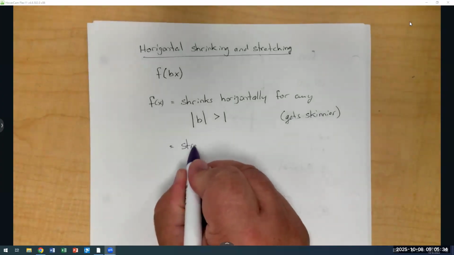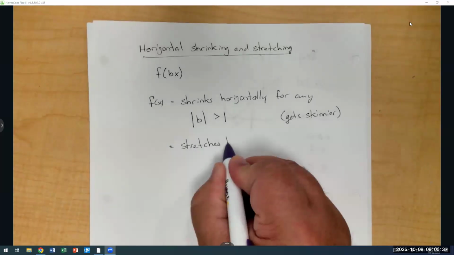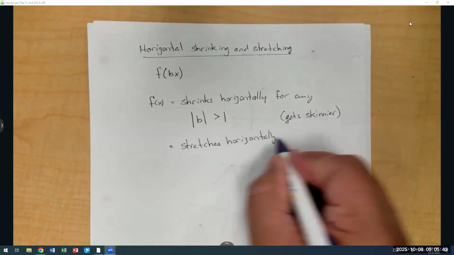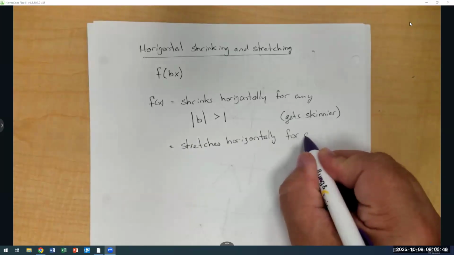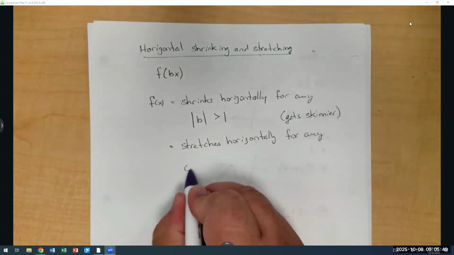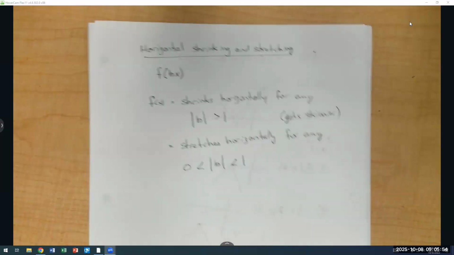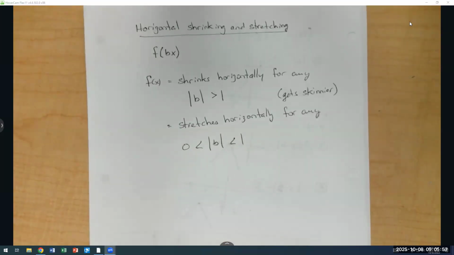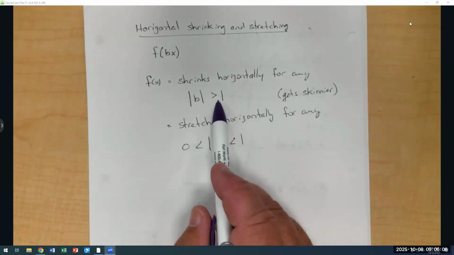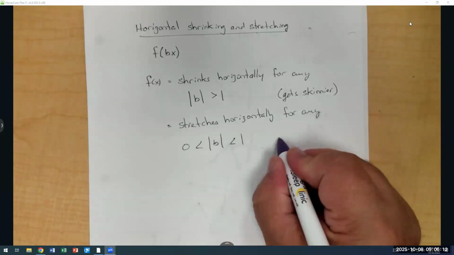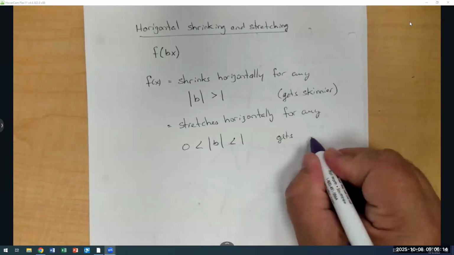It stretches horizontally for any absolute value of b between 0 and 1. What does that mean? This is a decimal, it's a fraction. So if it's bigger than 1, it shrinks. If it's less than 1, it gets wider.